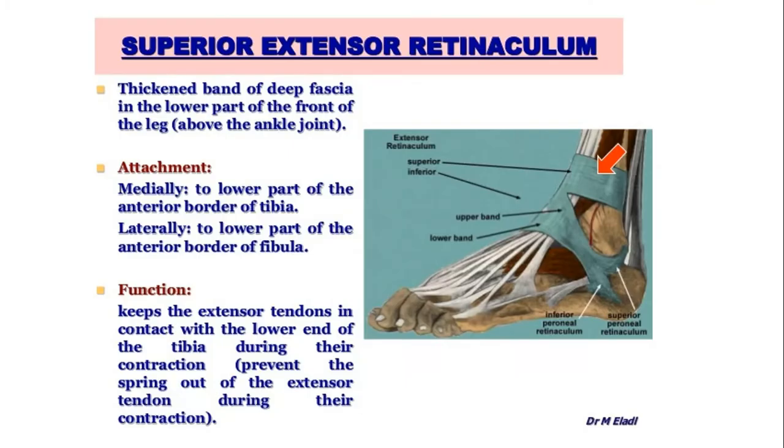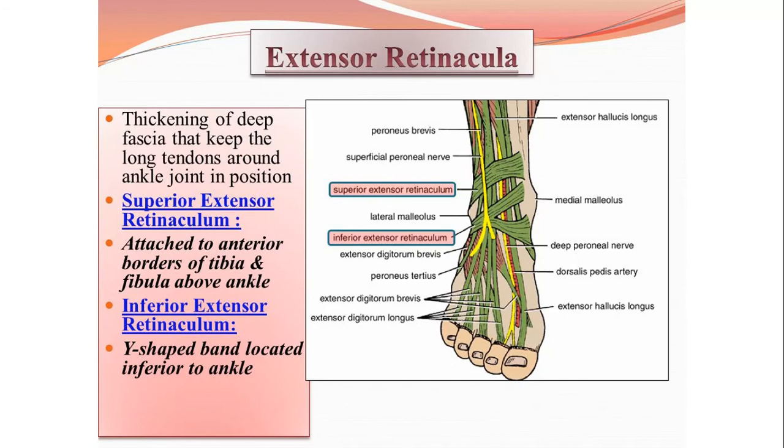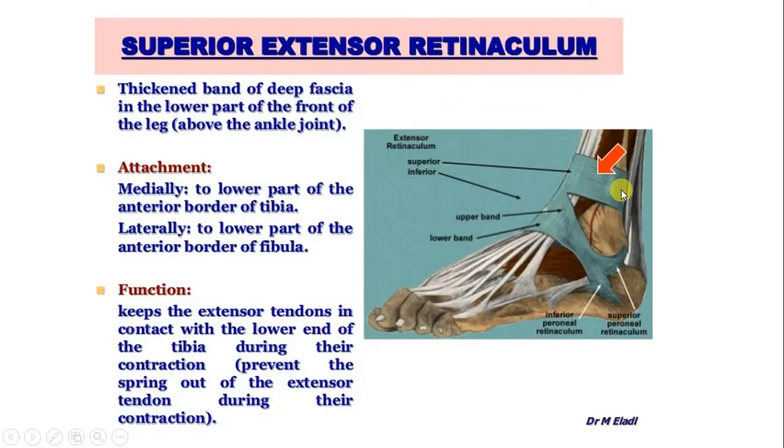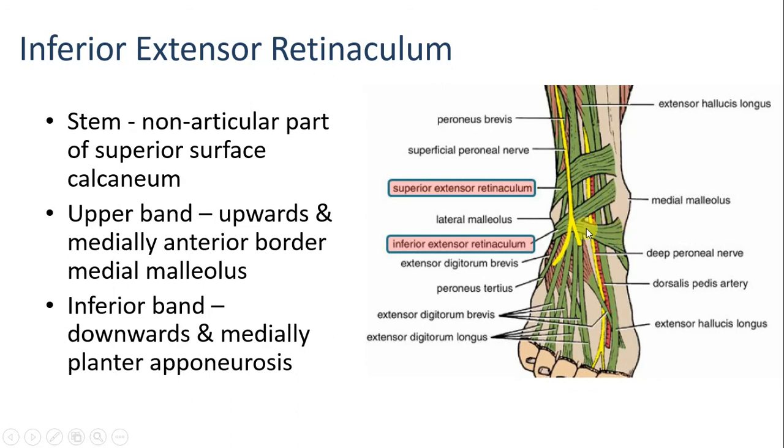Here I will show you only two slides. One shows the retinacula, the superior extensor retinaculum and the inferior extensor retinaculum. The superior one is attached to two bones, laterally the fibula and medially the tibia, at the lower part of the tibia and the lower part of the fibula. Its function is to prevent the extensor tendons from springing out during their contraction. The inferior extensor retinaculum has a stem and lateral and medial bands. It is Y shaped.